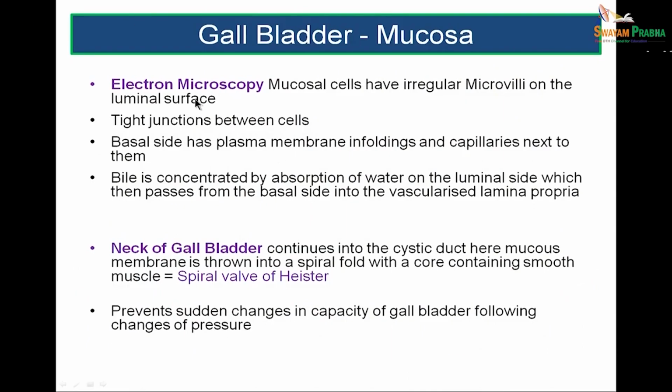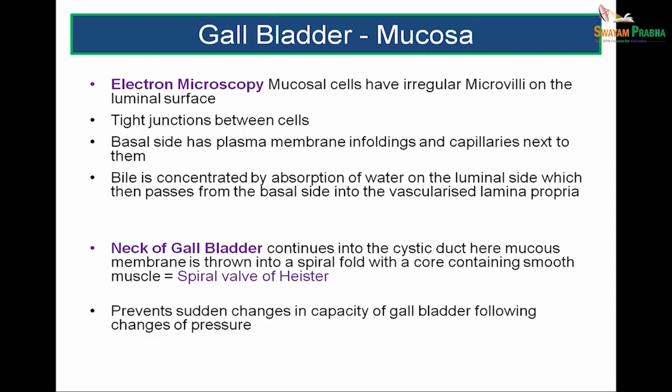On electron microscopy, the mucosal cells, which are tall and columnar, have microvilli on the surface and there are tight junctions between cells. The basal side of the plasma membrane has infoldings and bile is concentrated by water absorption and water passes into the underlying lamina propria.